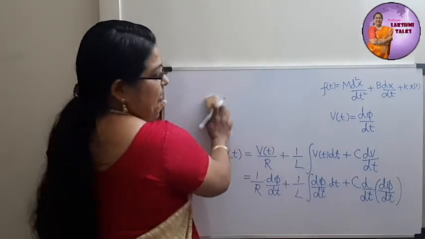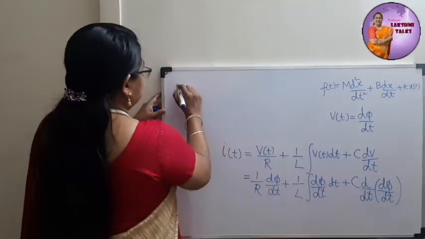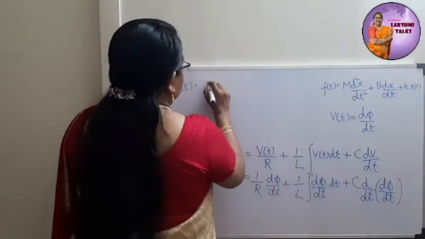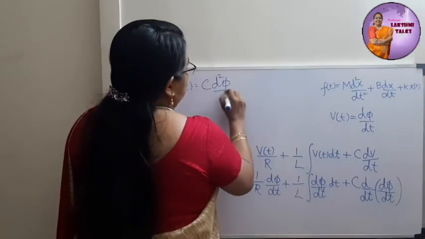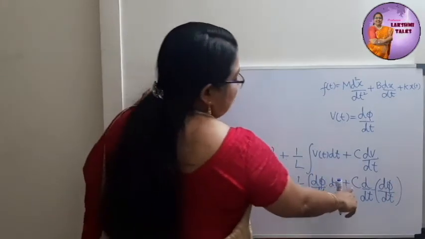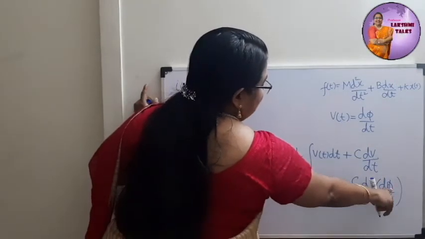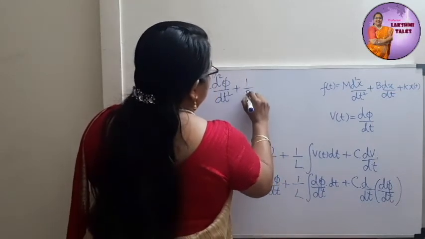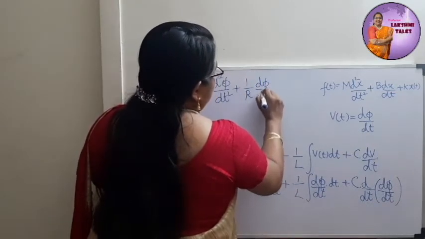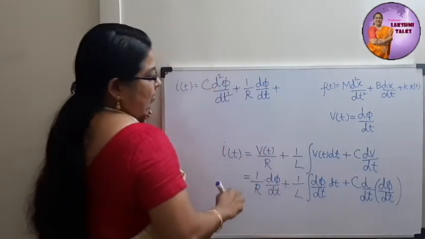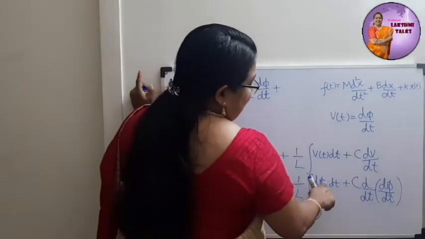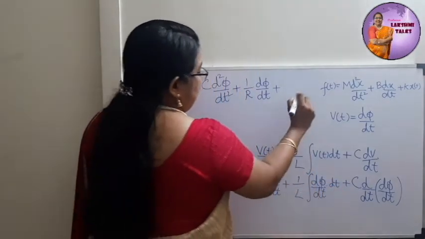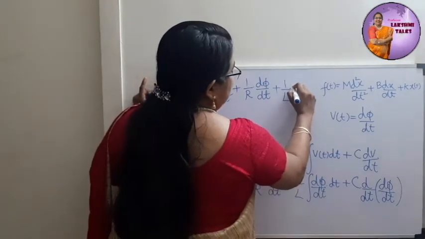See, on simplifying, this equation becomes I of t is equal to C d square phi by dt square, right? C d by dt of d phi by dt is nothing but d square phi by dt square, plus 1 by R d phi by dt, right? Next, here you have d phi by dt into dt, dt gets cancelled, integral of d phi is phi of t, so it is 1 by L into phi of t.